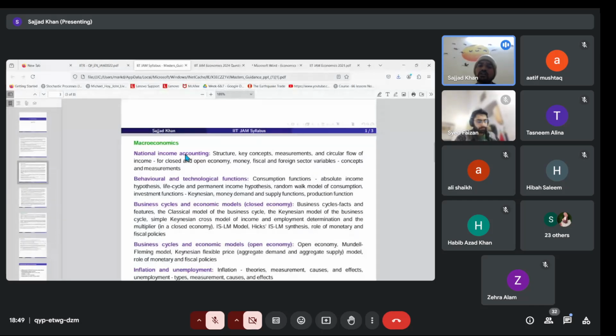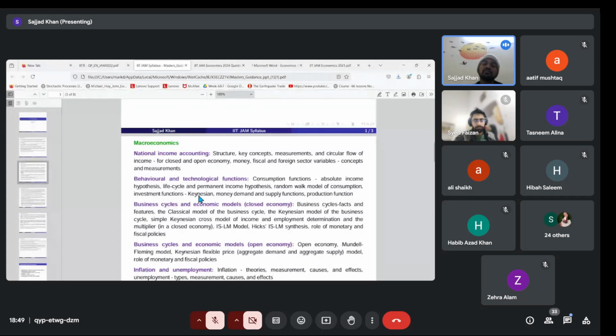In national income accounting, they ask only this type of question. It is a 2-mark question. Some data will be given to you, and on the basis of this data, you have to calculate the variable which is asked in the exam.